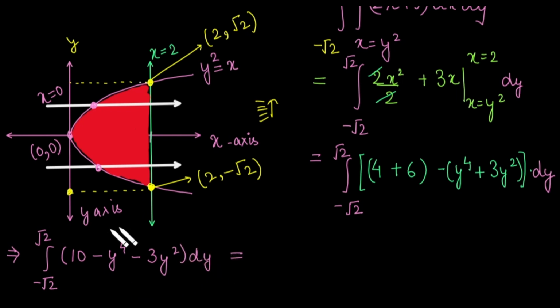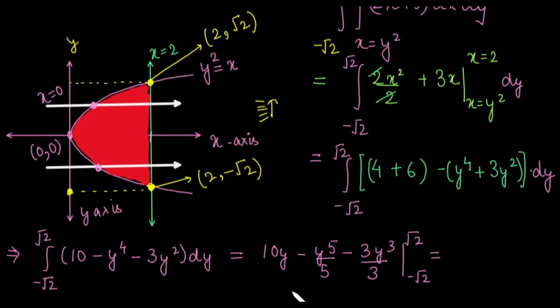This is equal to, now take integration with respect to y, this is 10y minus y raised to power 5 by 5 minus 3y cube by 3. Lower limit is minus root 2, upper limit is root 2. In this case, this 3 gets cancelled with this. Substitute upper limit minus lower limit. This is equal to 72 root 2 by 5. And that is the final answer in this case.